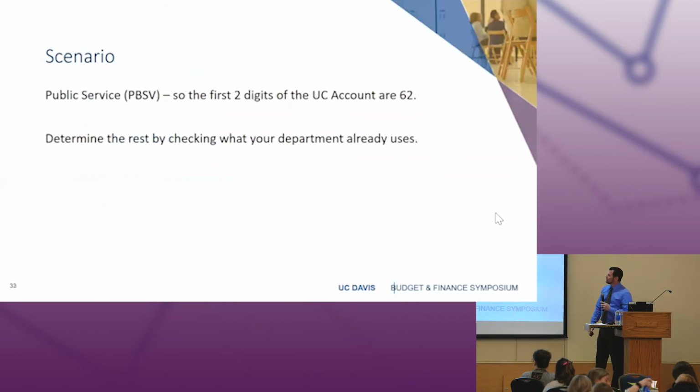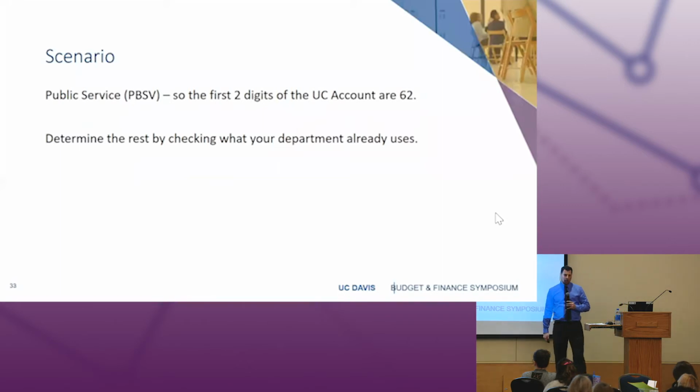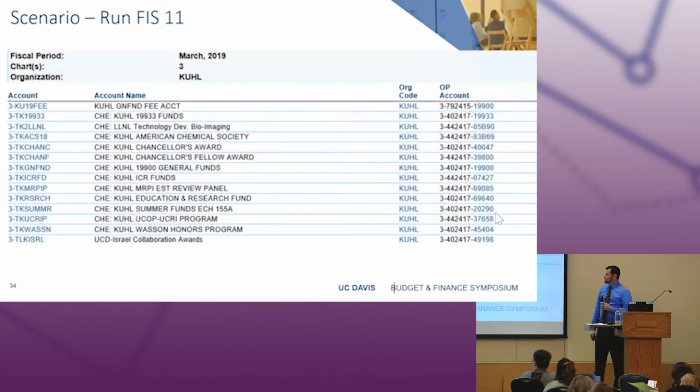Okay, so we know it's public service, so the first two digits have to be a 62. But then you can determine the rest of it by checking what your department already uses. And one way you can do this is to use another report that's in decision support. This is the FIS 11. How many have never used FIS 11? A few of you, okay.